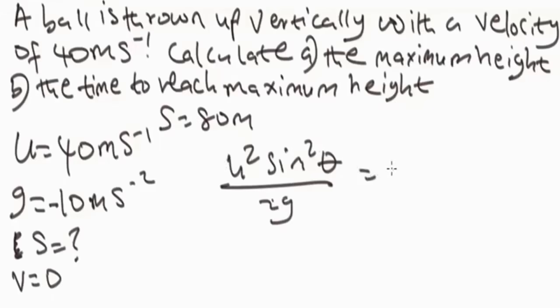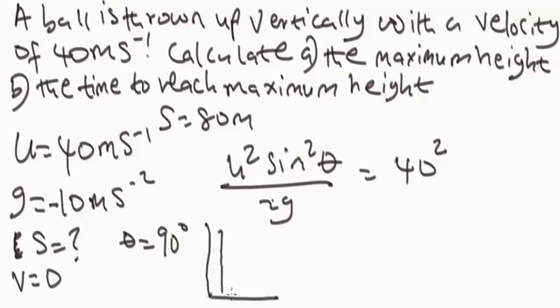So our u is 40, that's 40 square. Then this sine squared, that means you do sine theta times sine theta, that's multiplication. Now our theta will be 90 degrees. Let me show you, this is the wall. When you throw up a ball from the ground, making a connection with the ground, you have formed 90 degrees. So theta will be 90.